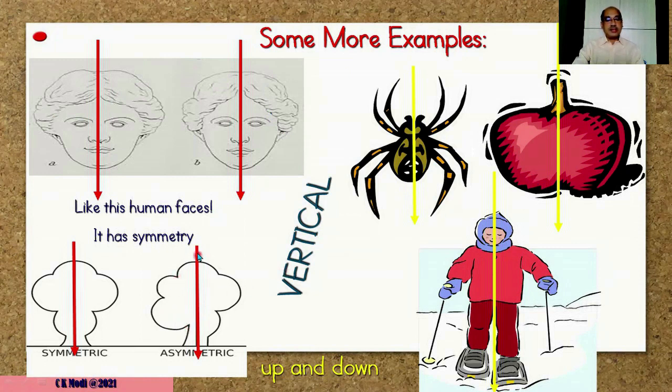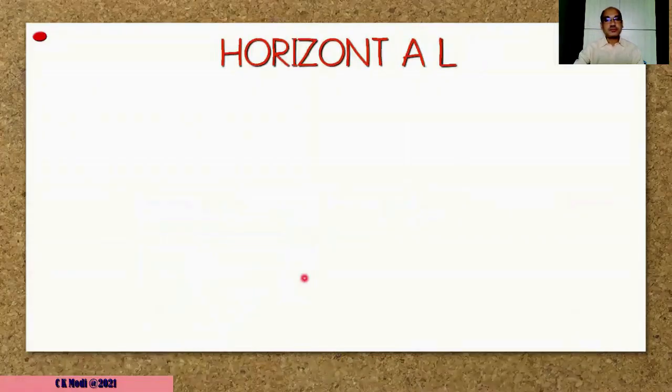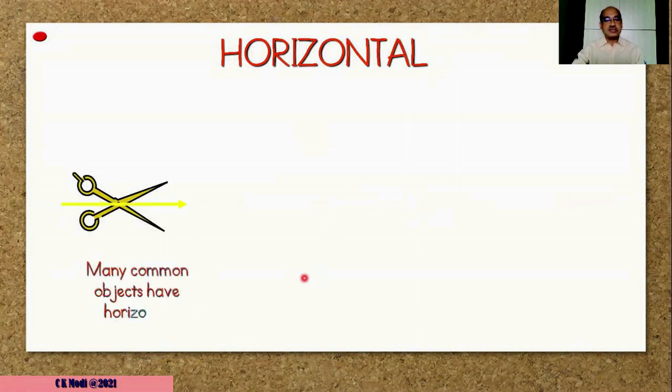On the other hand, look at this image of a tree, where you can pass a line through the center of the tree. However, this part is not a mirror image of this part. Therefore, it is asymmetric. All these lines are vertical lines. In the same way, there are horizontal lines.